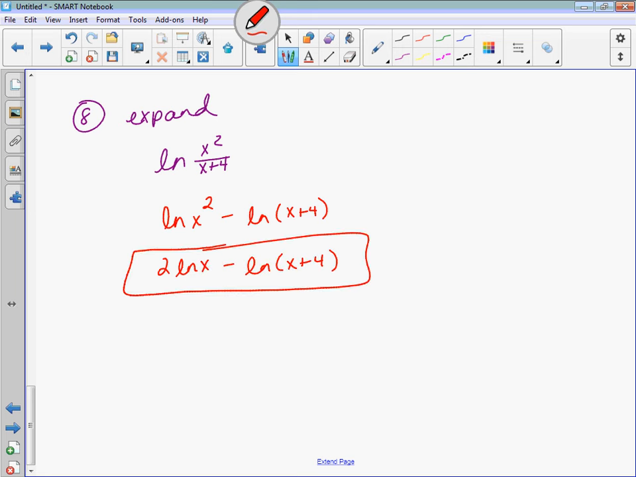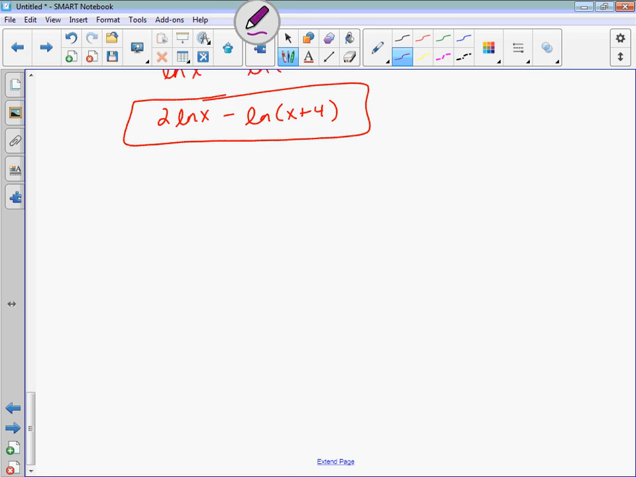Would ln of x plus ln x make something? I mean, it's the same thing. This is a little more simplified than that, but it's not wrong. All right, we okay with that one? All right, let's try again.